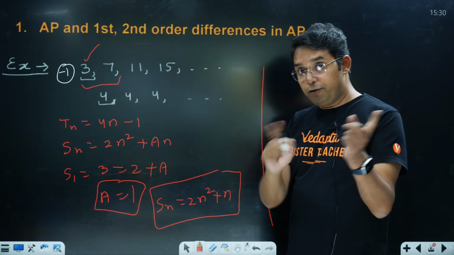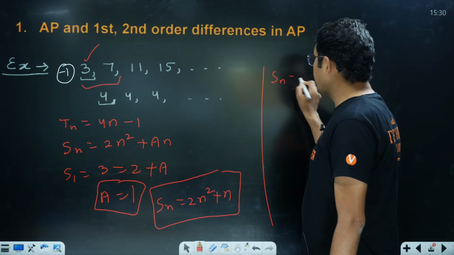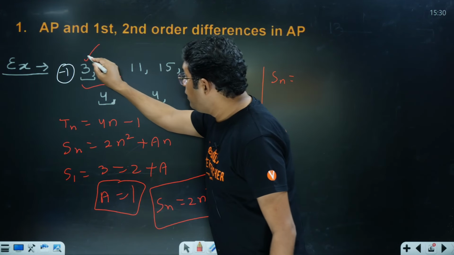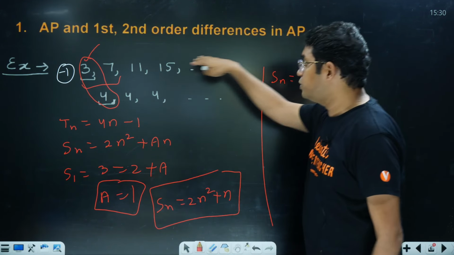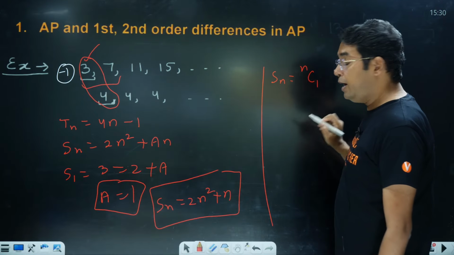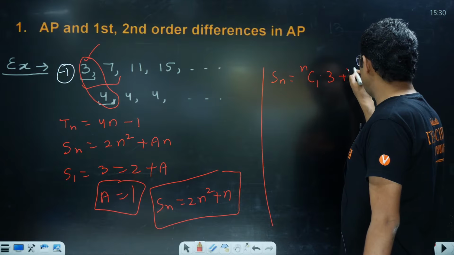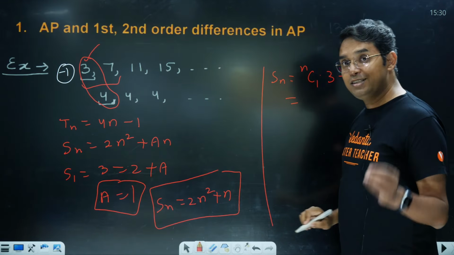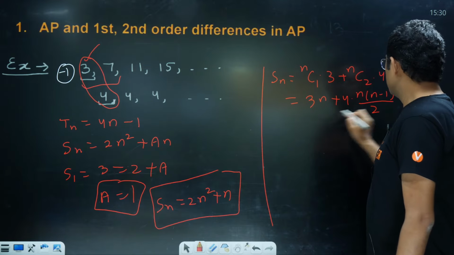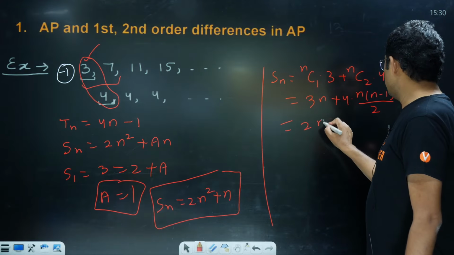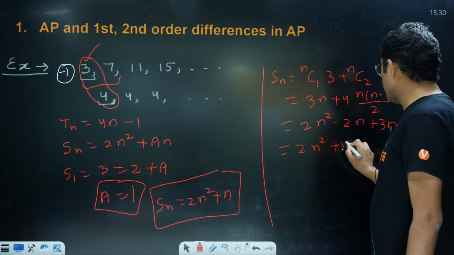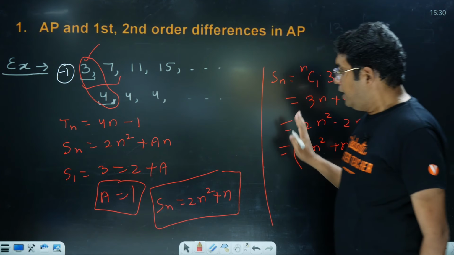Now the other method, in fact the first method that I told you. If you want to know Sn directly, let's not talk about Tn, we have already found it. So if you have to find Sn directly, we will be taking the first terms of the two things, the given series and the series by taking the differences. So it will be nC1 into 3 plus nC2 into 4. That should give you the same result, 3n plus 4 into n into n minus 1 by 2. So this will be equal to 2n square minus 2n plus 3n, and you can check we are getting the same answer. Whatever you are comfortable with, you can use it. Okay, so that is for AP.